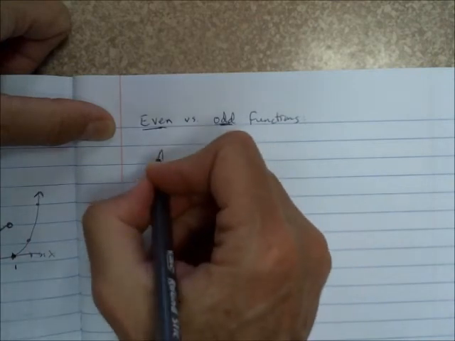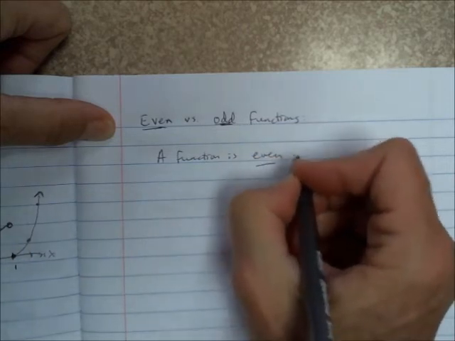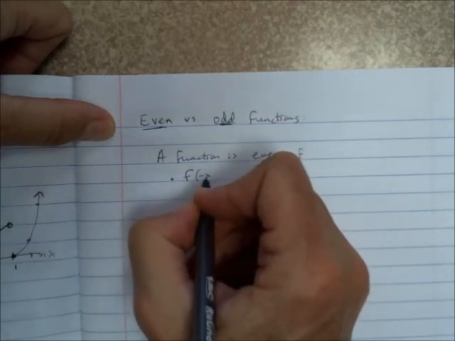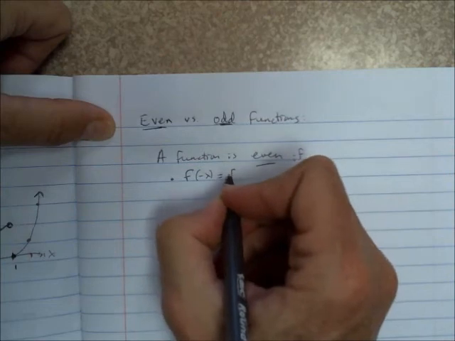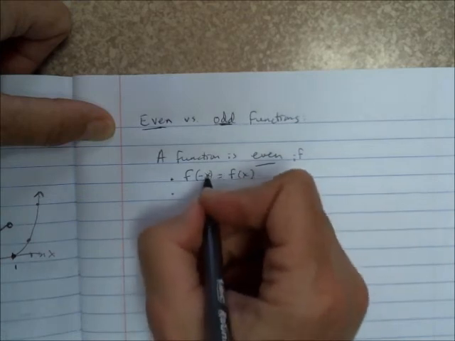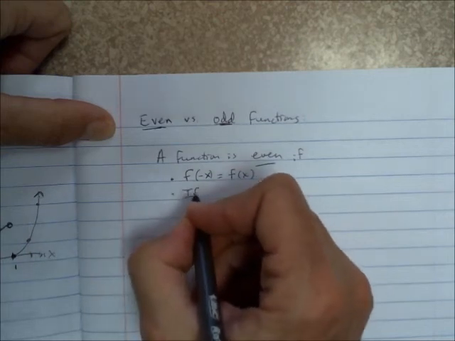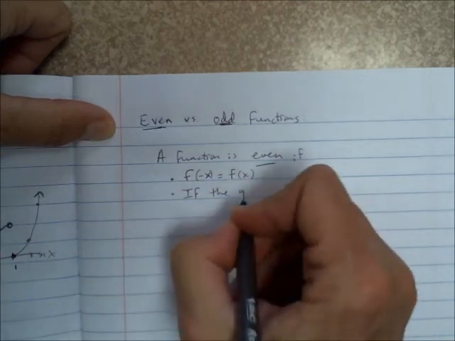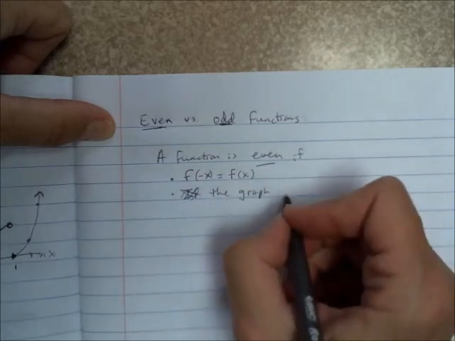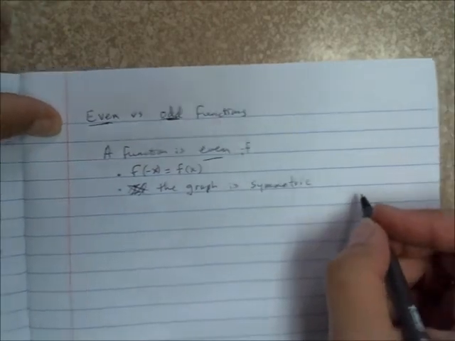So a function is even if, number one, you evaluate the function at the negative x value, it's going to be equal to the positive x value. And another way of saying this is an algebraic way of saying the graphical way: the graph is symmetric with respect to the y-axis.